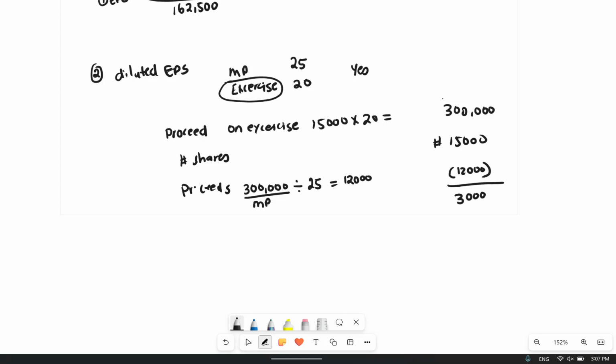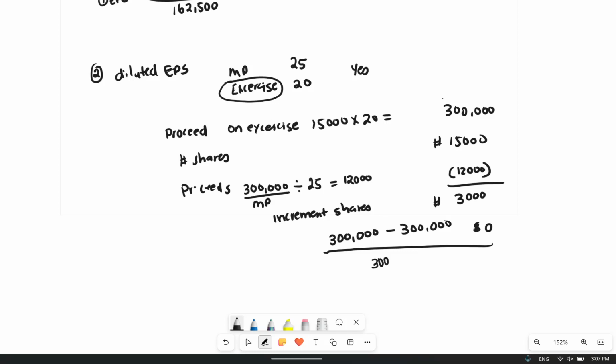So the incremental share will be 3,000. If I were to think about it from the company's perspective, they got 3,000 shares for free. They use the proceeds to buy their own shares. At the top number we are going to have a 0. At the bottom we are going to have 3,000. 0 divided by 3 will be 0. The option will always be ranked number 1.